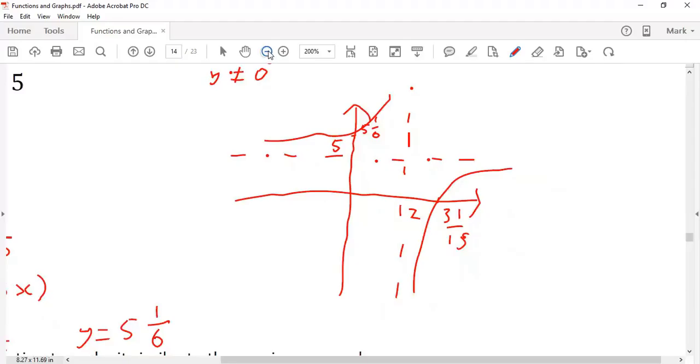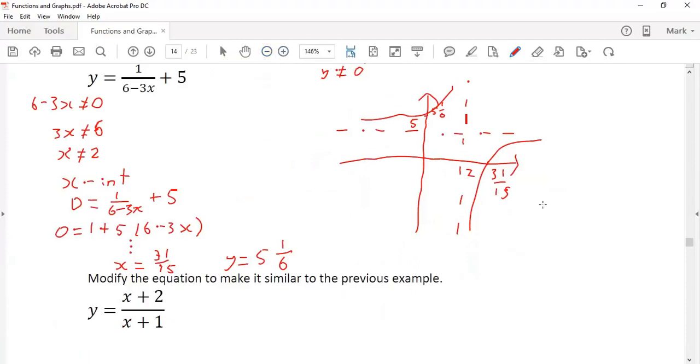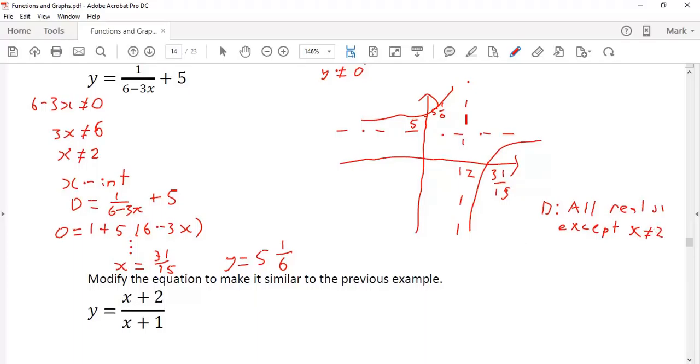So let's find the domain and range for this graph. The domain is all real x except x cannot equal 2. And the range is all real y except y can't equal 5.